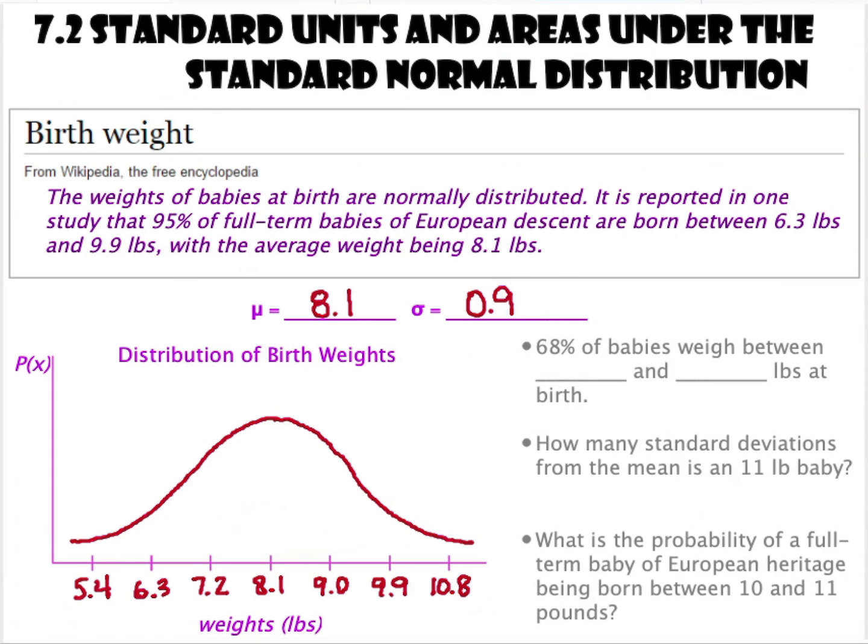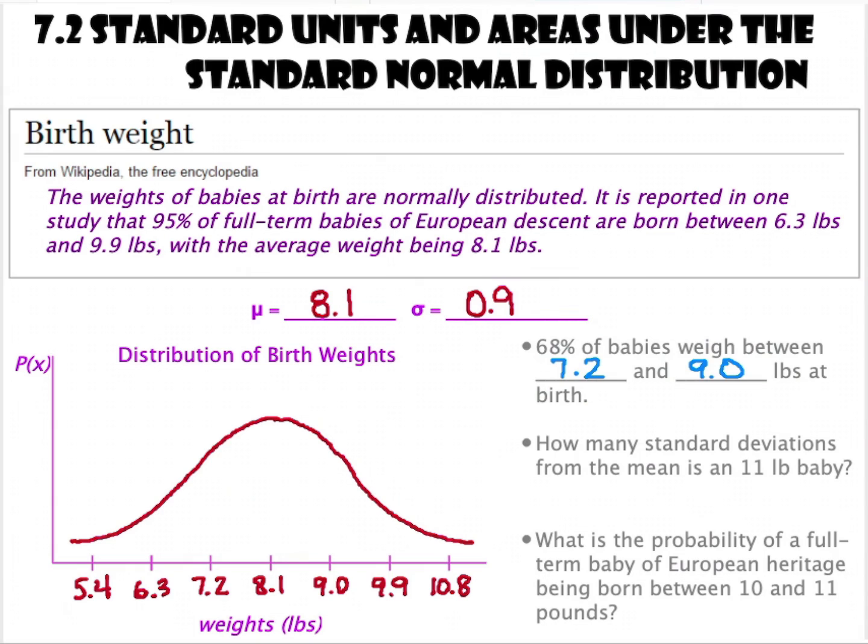Now it says that 68% of babies weigh between what and what at birth. That 68% is again 1 standard deviation from the mean. So 68% weigh between 7.2 and 9.0 pounds.